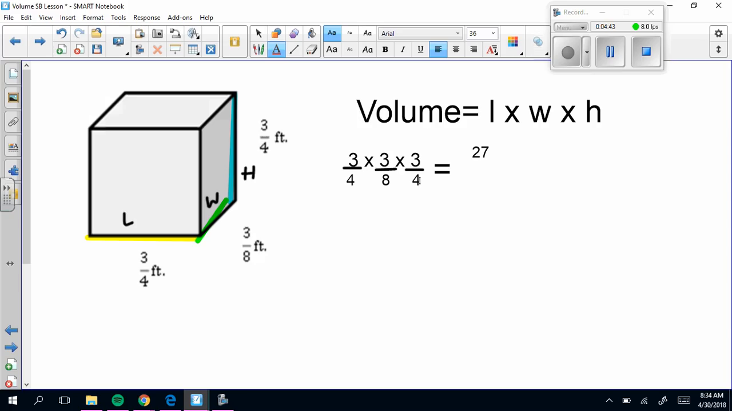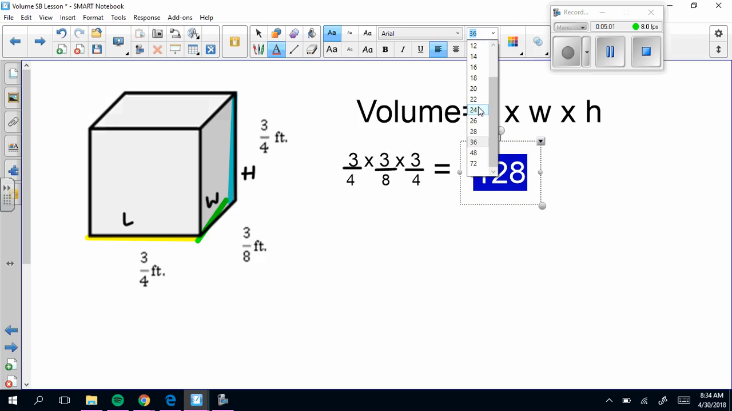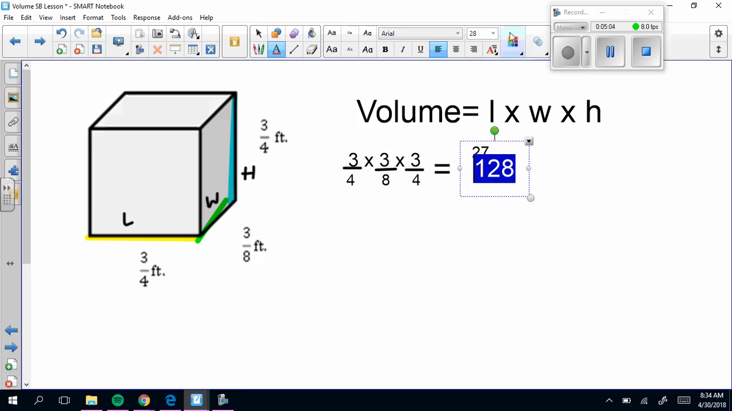4 times 8 times 4. Well, we know 4 times 8 is going to give us 32. And 32 times 4 is going to give us 128. So go ahead and copy this down. We have 27 over 128.